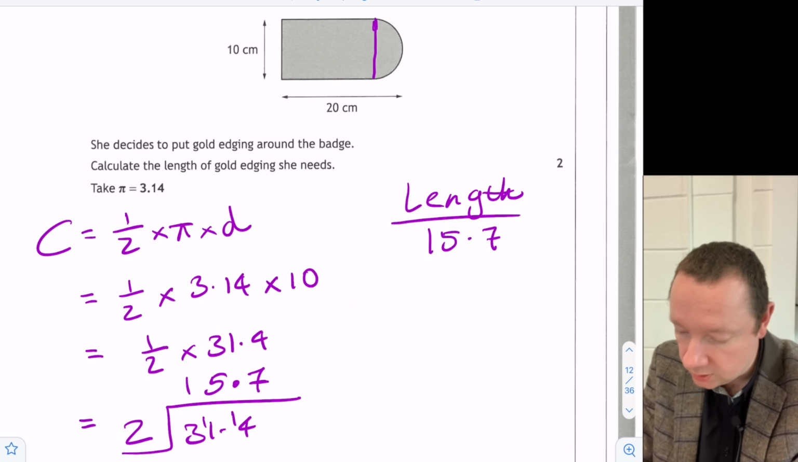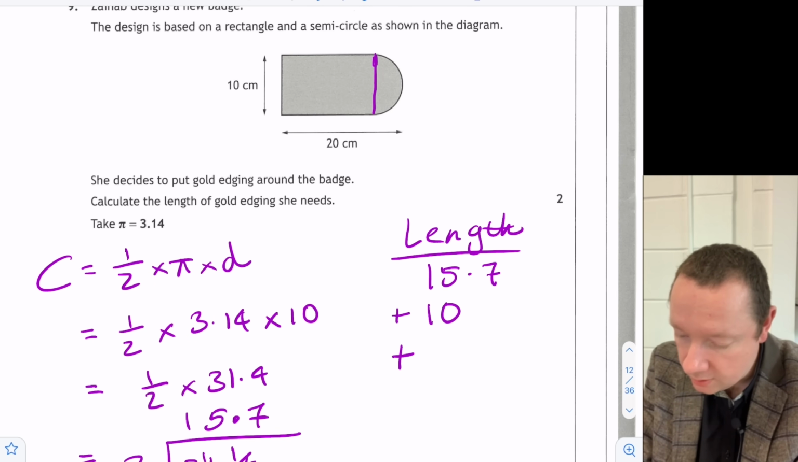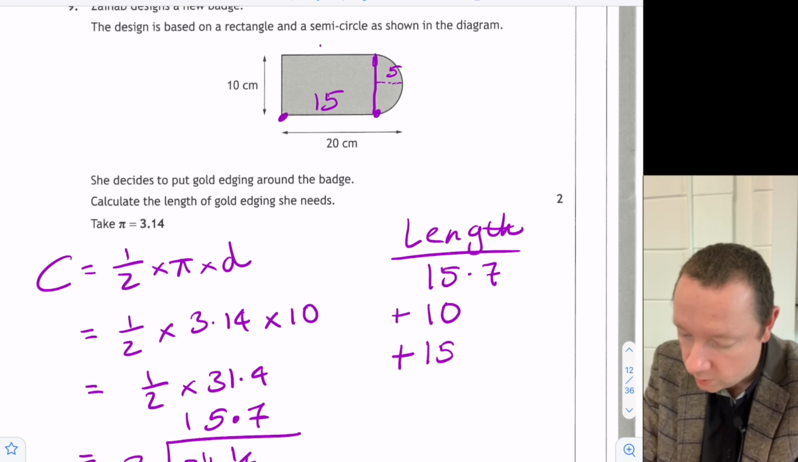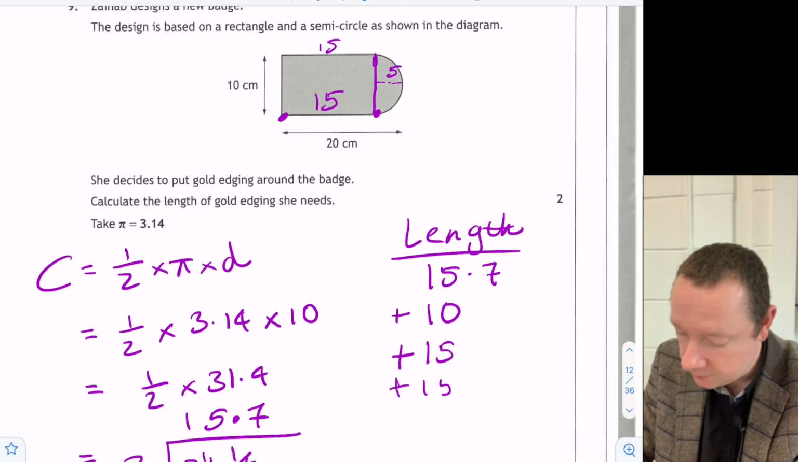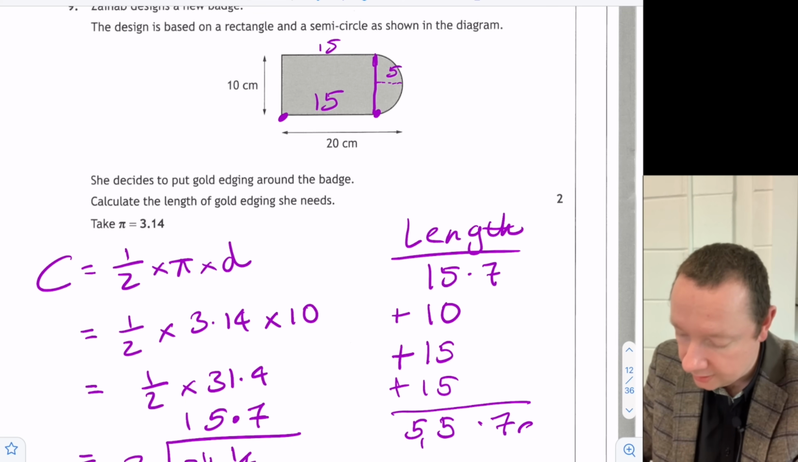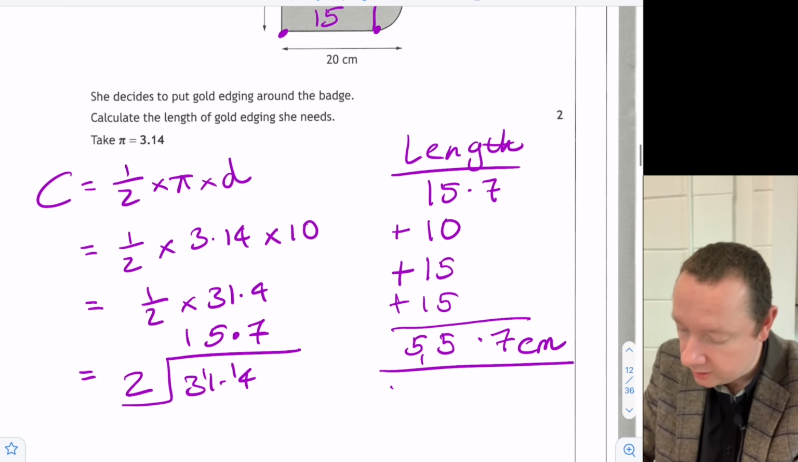15.7 plus 10 plus, now you need to be careful, from here to here is not 20, it's the whole length, so we know that this bit here must be 5, so it means that this must be 15. So plus 15, and you've got 1 up here as well, so plus another 15. So that's 7, 15, 1, 2, 3, 4, 5, 55.7 centimetres. And that is our final answer.